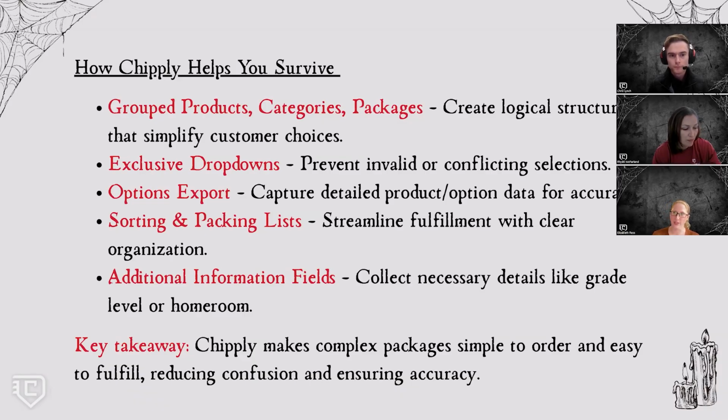Sorting and packing lists we talk about a lot here. Those just help you check and check again and make sure that you feel really confident that when an order leaves your door, you know for sure it's accurate. And then additional information fields. So things like grade level or homeroom, again, just help keep you and your customers organized so that everybody gets what they need where they need it. So key takeaway, we help make complex packages simple and help reduce confusion and ensure accuracy.